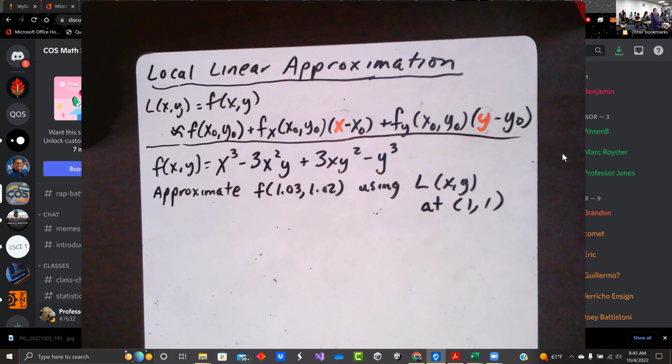Which ones are X naught? These are X naught. Or is this right? Which one is that?